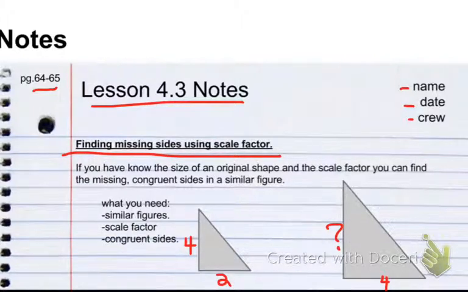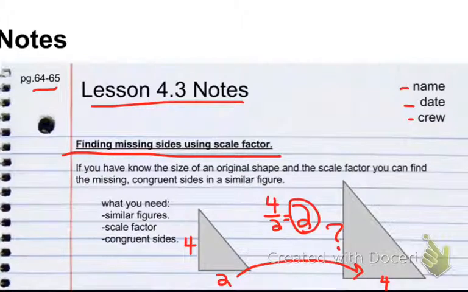But what you need to make sure is: are the figures similar? Do we know the scale factor? And what are the congruent sides? So let's try it out with this first example. I know that to get from 2 to 4, my scale factor has to be what? Well, I do 4 divided by 2. My scale factor is going to be 2. So do I know my scale factor? Yes, I do. In this case, it's going to be 2.